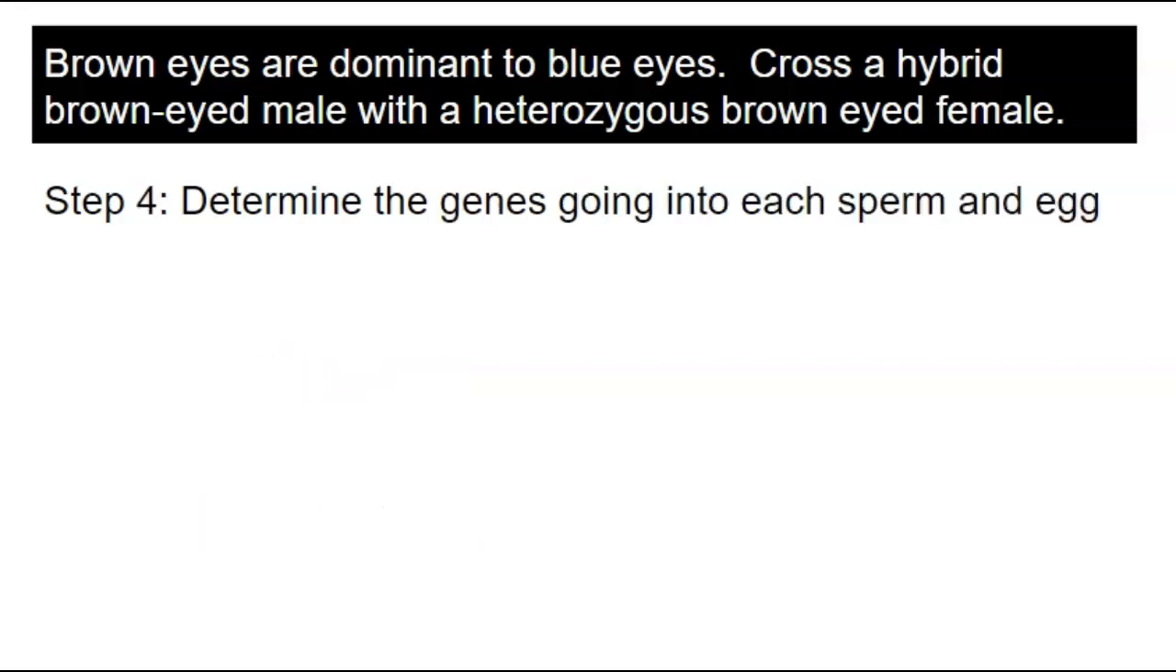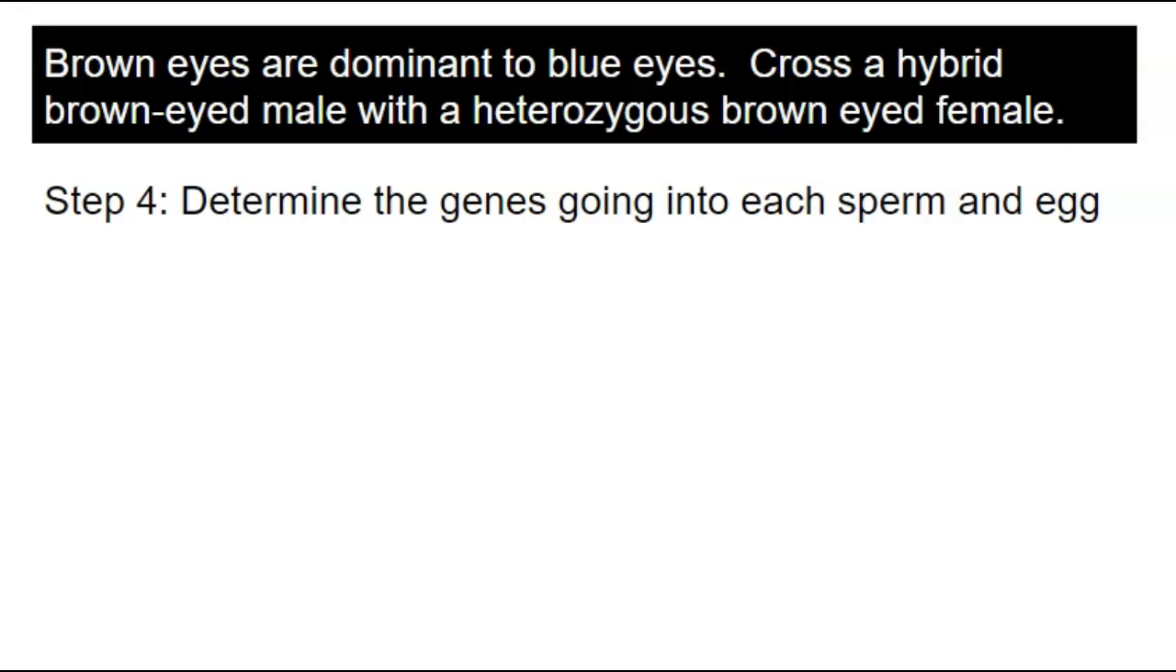All right, then we've got to determine what genes go into each sperm and each egg. This can get a little bit tricky. We have an activity in class to help demonstrate this, but I'm going to give you the short version right now. Remember from meiosis, in meiosis we create sperm and eggs with half the number of chromosomes.